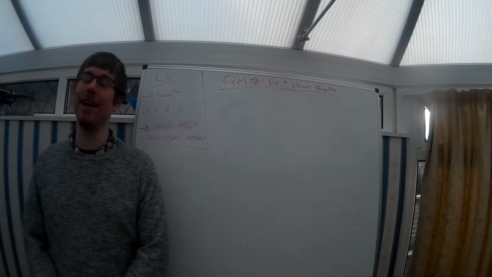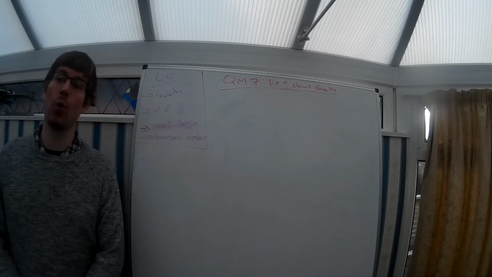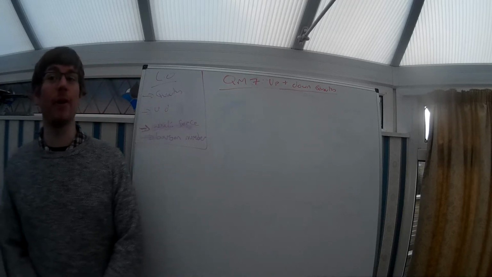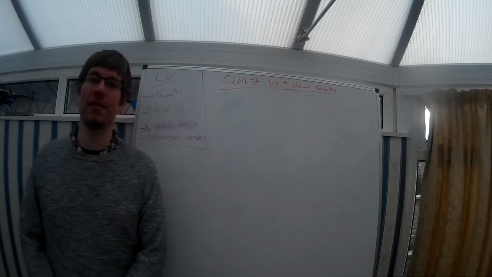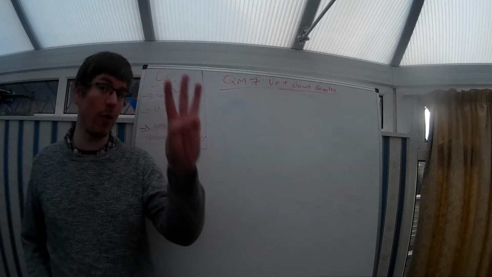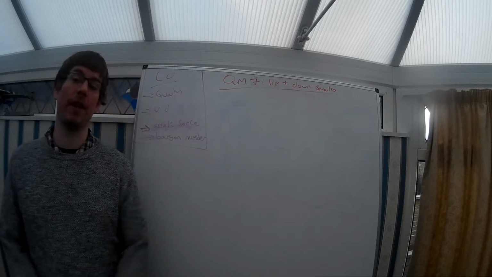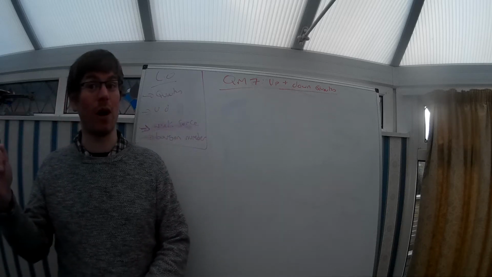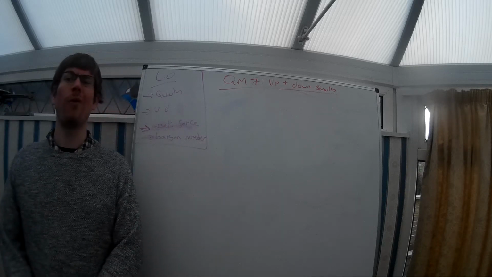Science Lesson 7, Up and Down Quarks. Today we're going to be learning what a quark is. We're going to be looking at two of the three quarks you need to know about, the up quark and the down quark. So, what is a quark?